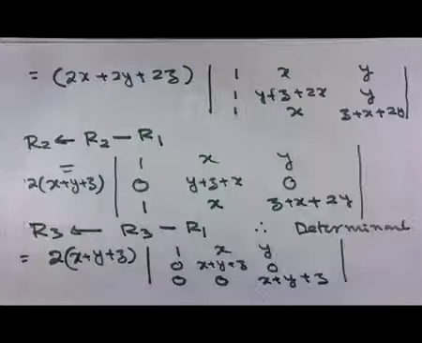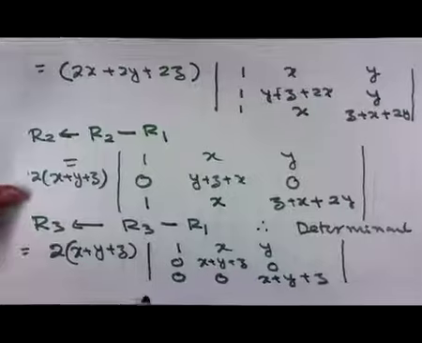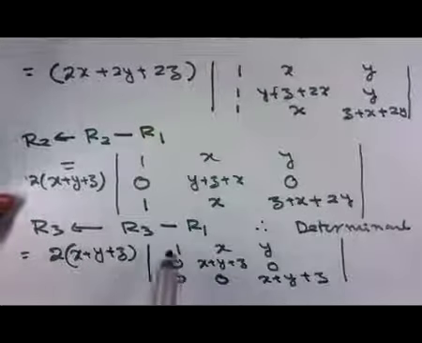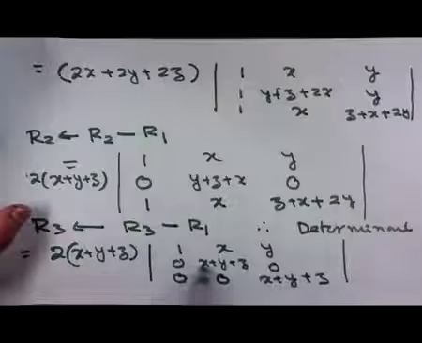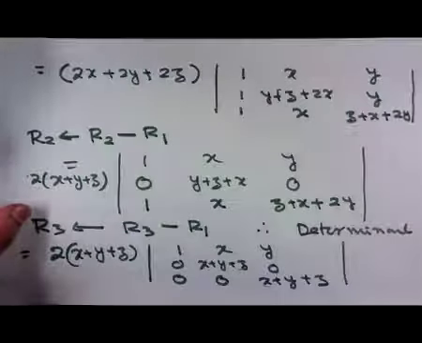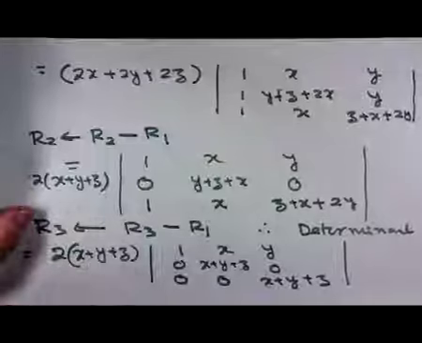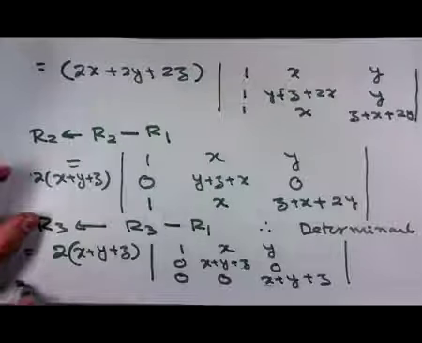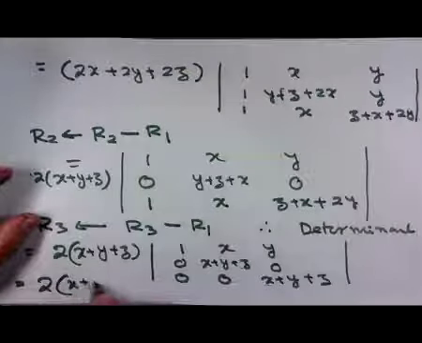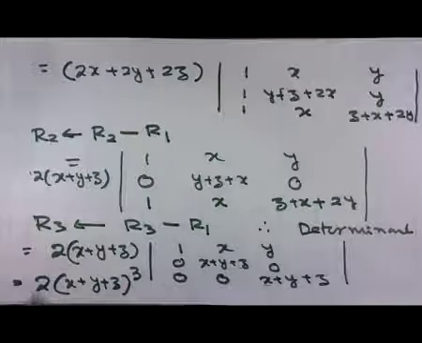Now if you observe, this is a triangular matrix, and we know that the determinant of a triangular matrix is the product of the diagonal elements. These diagonal elements are 1, x plus y plus z and x plus y plus z. So their product is x plus y plus z whole square. Therefore, the overall determinant is going to be 2 into x plus y plus z whole cube. So that is the answer.